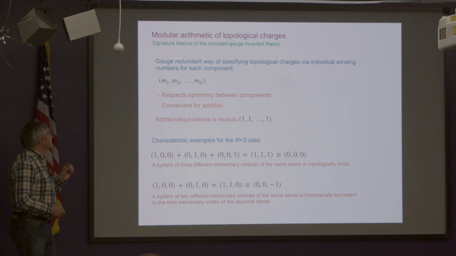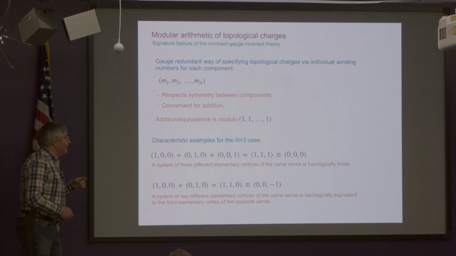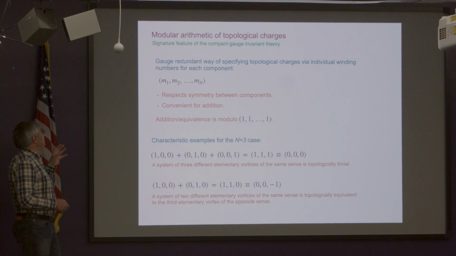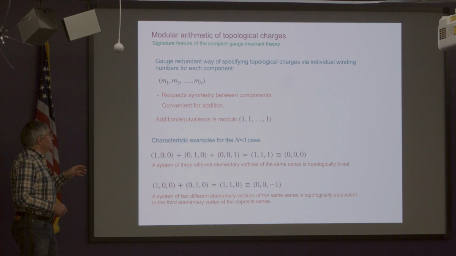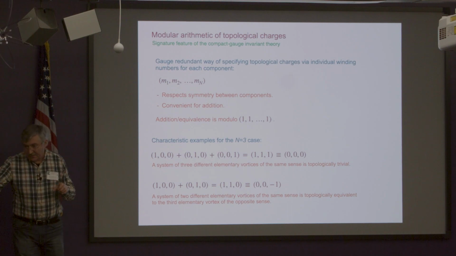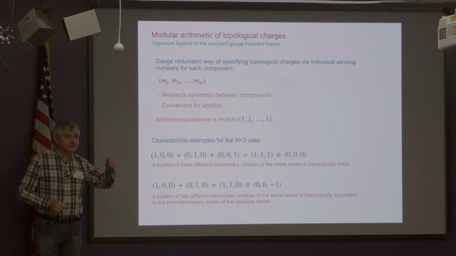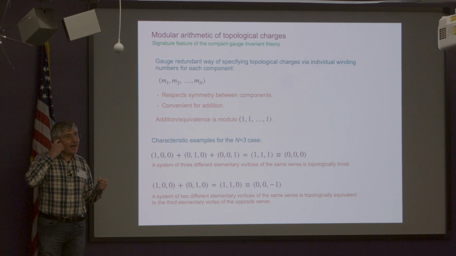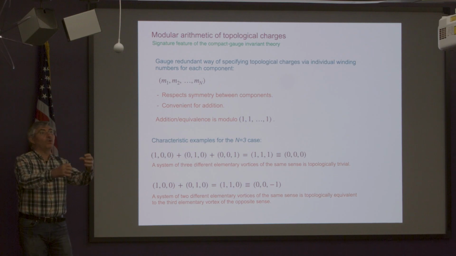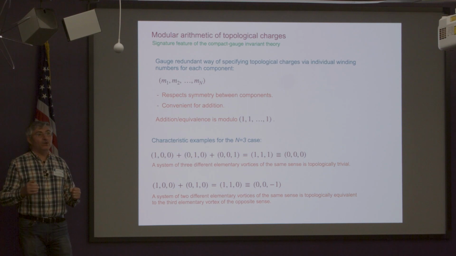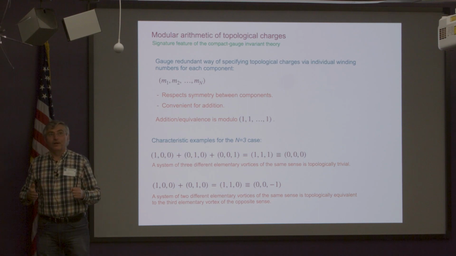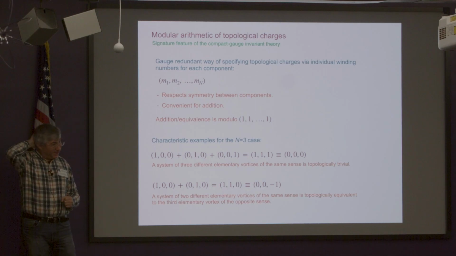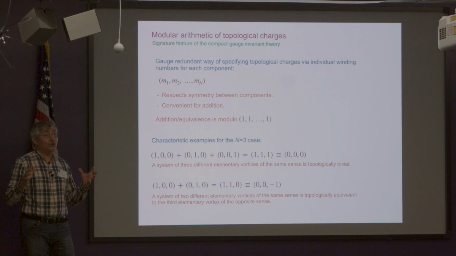A signature feature of this compact gauge invariance is the classification of the defects, because we end up with something which we could call modular arithmetic of topological charges. So think of the following. Suppose I have a vortex, which is an elementary vortex or non-elementary, and I have a system of vortices, and I ask a pretty standard question. If I have a local system of vortices, what am I going to observe if I go far away and make a circle, and calculate the topological invariant? What am I going to observe?